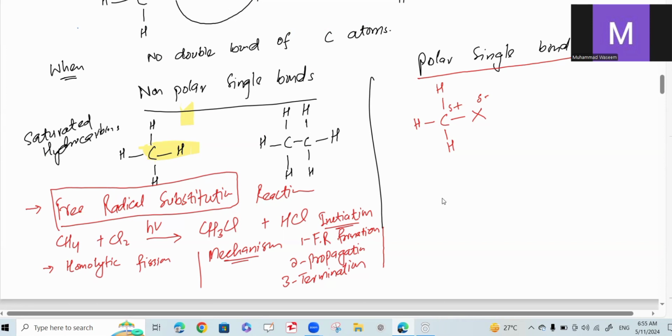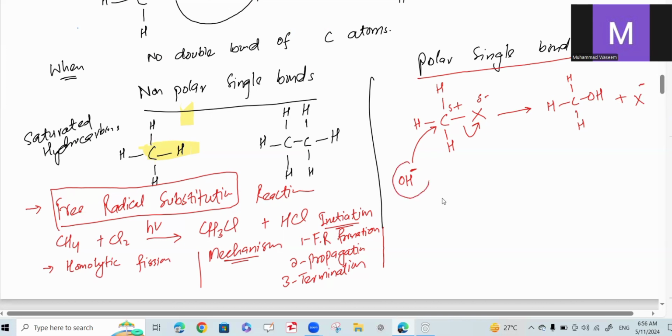It will be substituted by a nucleophile. If we have any kind of nucleophile, for example hydroxide, which has a negative charge, it will attack on this because it has a minus charge, and this will be replaced. So ultimately what we will get? H3C-OH, and this X will be released. So this is called a nucleophilic substitution reaction.